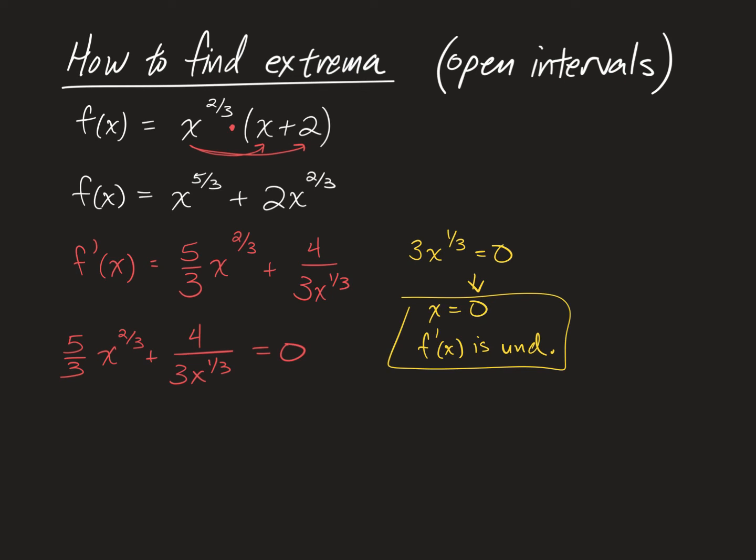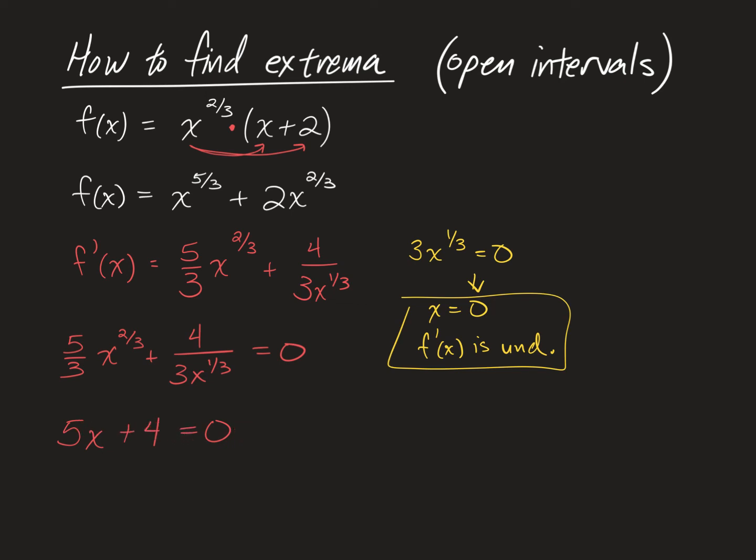So how do you solve this? Well, first I would like to get rid of the denominators, so I can see we're going to multiply each term by 3 and an x to the 1/3 power. And that leaves us with 5x plus 4 equals 0.